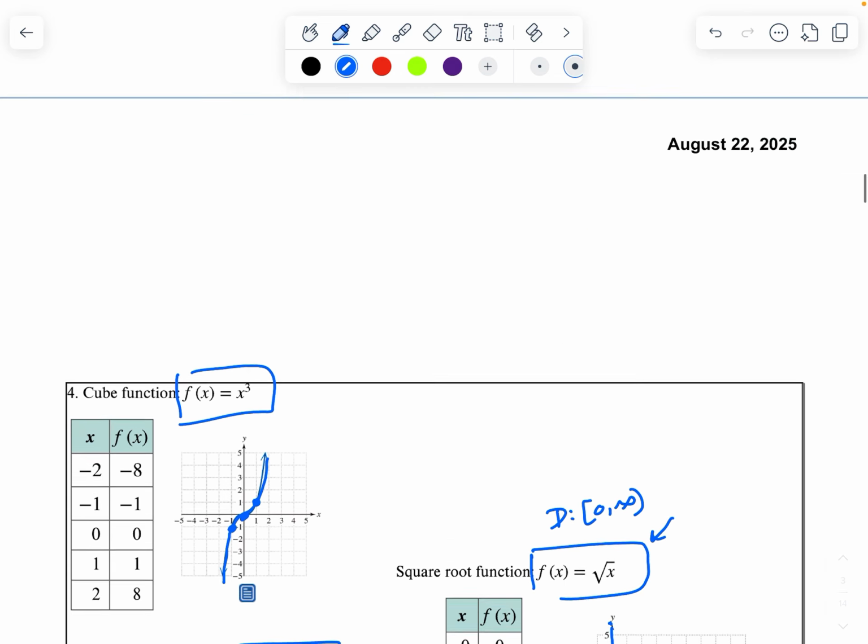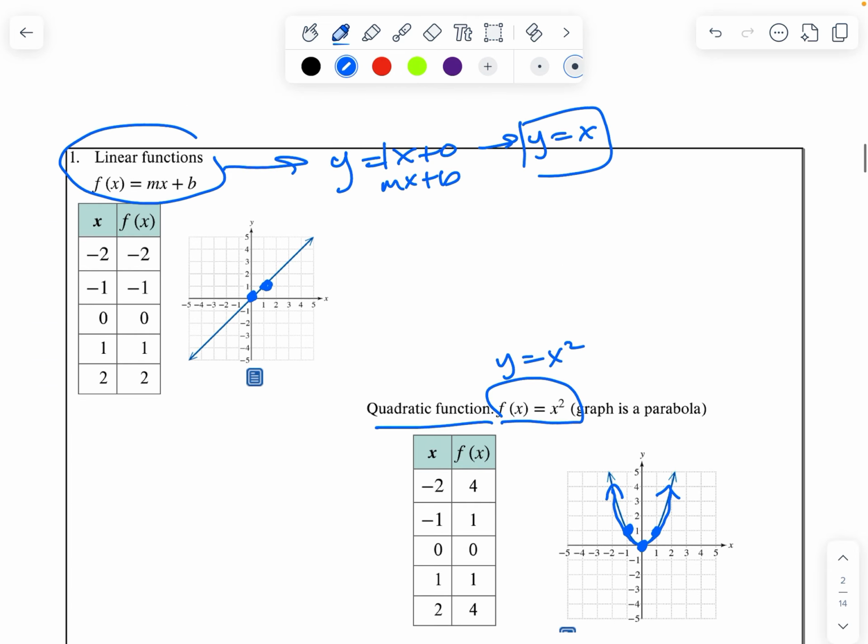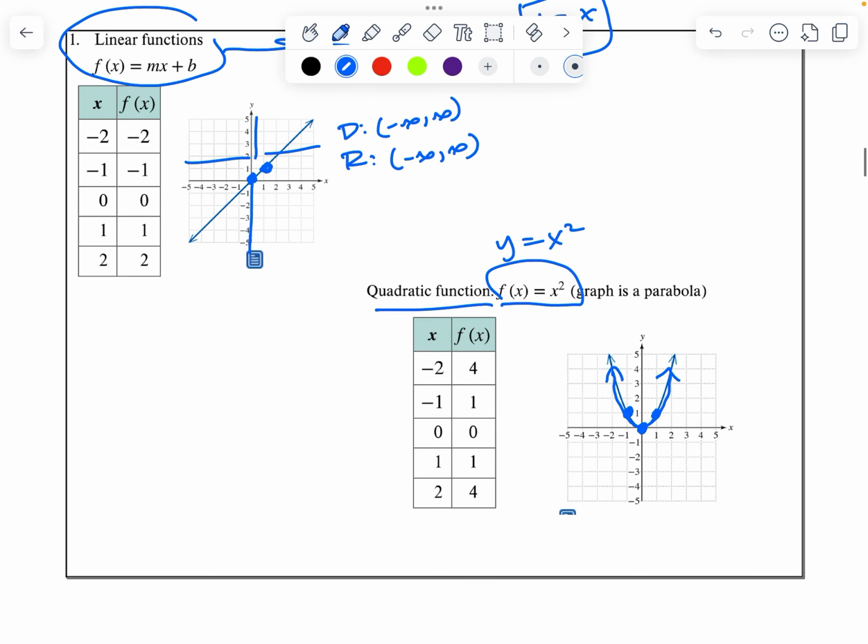On most of these that we've looked at, we haven't really explicitly talked about it, but the domain here is negative infinity to infinity because it goes as far left or right as you want it to. The range is from negative infinity to infinity because it also goes as far up and down as you would ever want it to. For the quadratic function, the domain also goes far left and far right, so the domain is negative infinity to infinity.